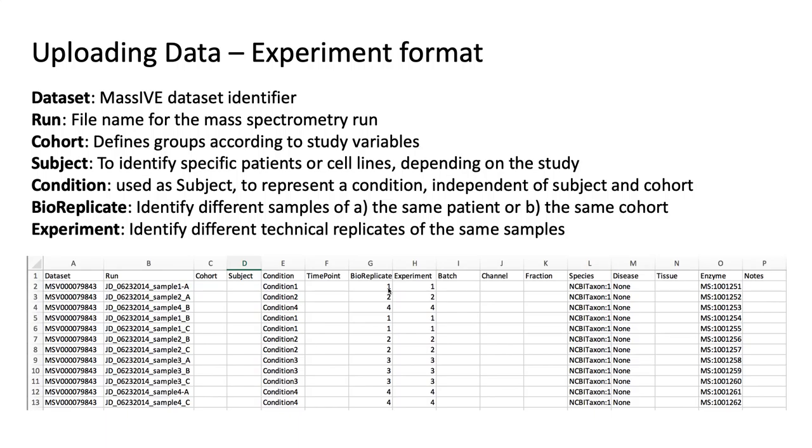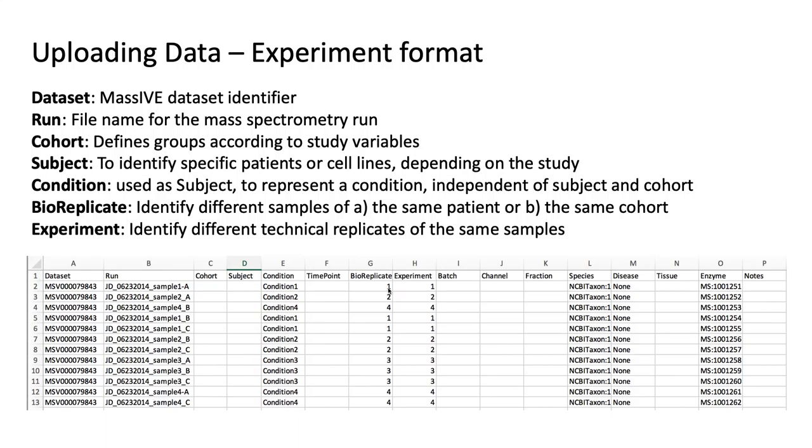So some of them are the same, but dataset, for example, obviously is not something that MSstats uses, but it's useful for us to know what file or dataset it comes from. Then run is the file name of the mass spec run. Cohort are groups according to study variables. In some cases might be drug treated versus not. In some cases might be healthy or disease. Subject, different bioreplicates. Condition, it could mean the different time points are shown here also, but it could be the treatment of a drug that is used for one group but not the other. Bioreplicates and experiments, essentially the same meaning as we had for MSstats.